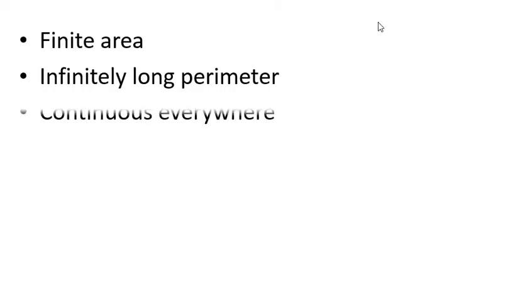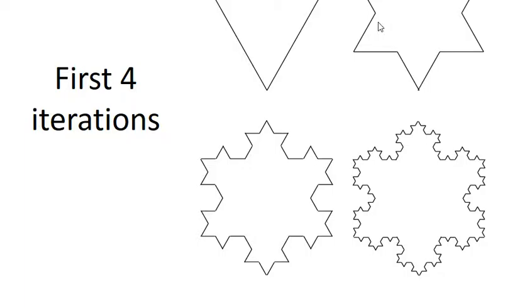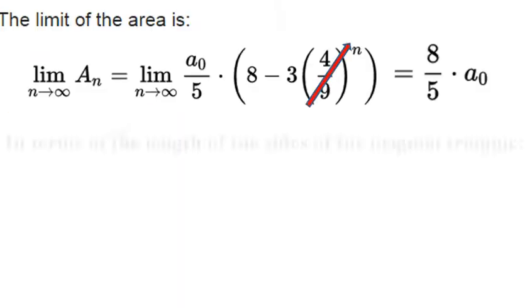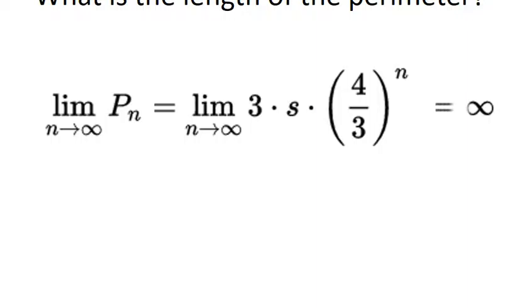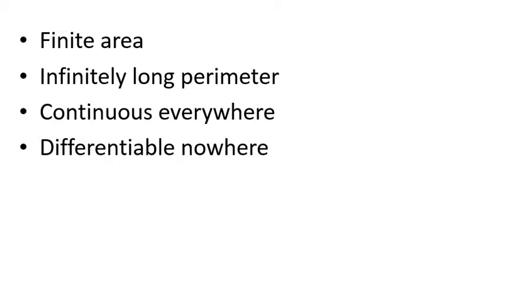Let's think about something else. Even though it's continuous everywhere, let's look back at one of the pictures. It's continuous everywhere, right? But what can you tell me about the derivative of the function right at this point? Doesn't exist, right? Because it's a corner point. So it's continuous everywhere, but in the limit, when you finish forming that, it's differentiable nowhere. It's changing so fast that even though it's continuous everywhere, it's differentiable nowhere.